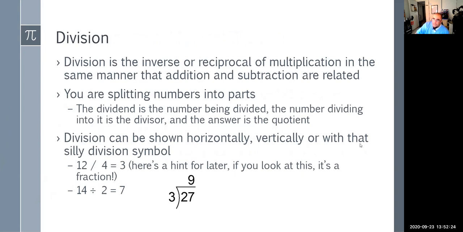Division can be shown horizontally, vertically, or with the silly division symbol. I always thought that was a silly division symbol anyway. Right here we have 12 over 4 equals 3, right? And if you look at that, that's nothing more than a fraction. So division in reality is nothing more than fractions. So if you're bad at fractions, don't worry. You can do division. And it's the same thing. 14 divided by 2 is 7.